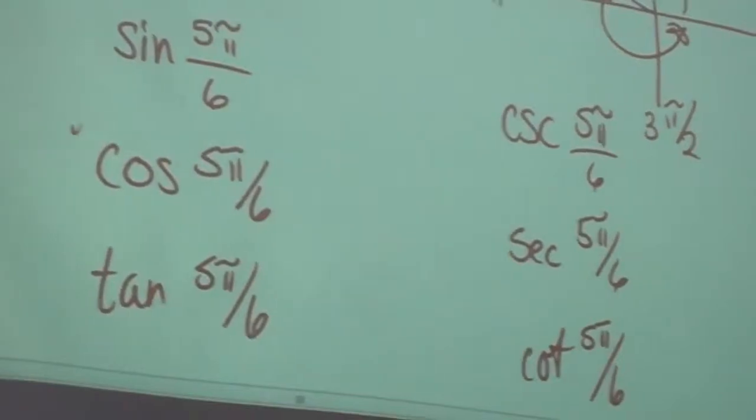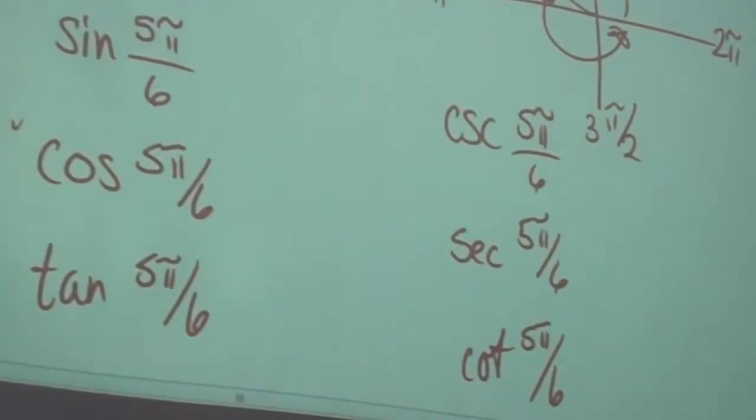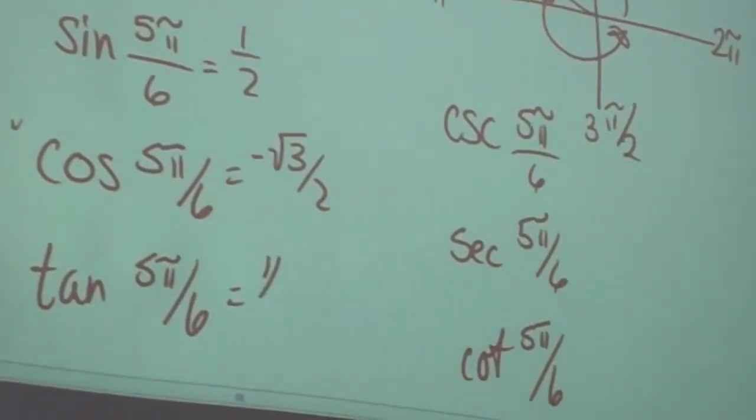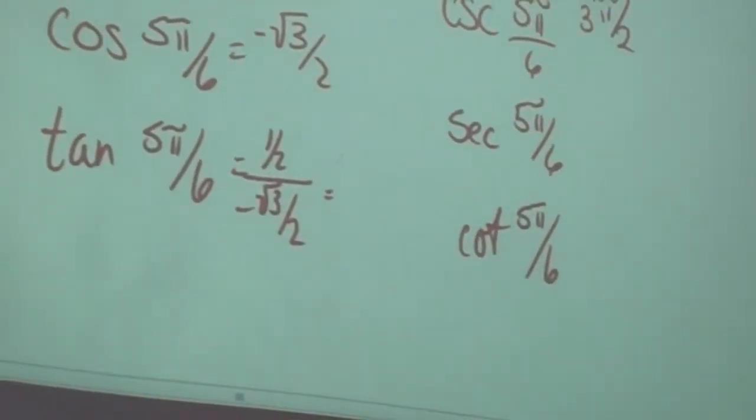But next year, especially Morel and Piper, they're not going to want you to convert every time. They're going to want you to know just where 5 pi over 6 is without having to convert it. Okay. So sine is going to be what? 1/2. Cosine, negative square root of 3 over 2. Okay. Tangent. Now this one's going to be a little bit longer because it's going to be 1 over negative square root of 3, which is negative square root of 3 over 3.